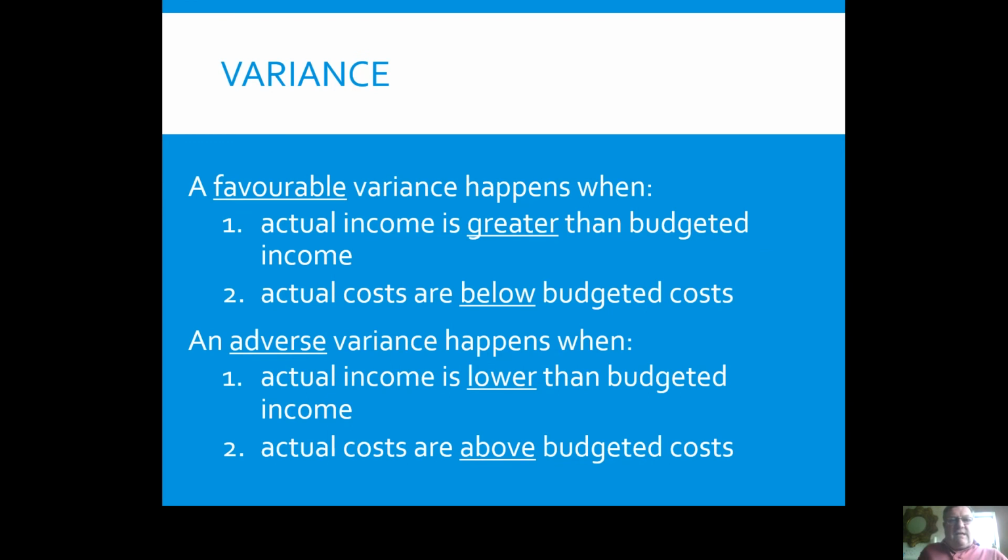So I'm just going to say this again. I've said it before, but it's the really key crux of the whole calculation here. A favourable variance happens when your income is more than you thought it would be, or your costs are lower. Adverse is the opposite. It's when you earn less than you thought, or you spend more. Again, jot those notes down, pause the slides, and then get ready to move on.